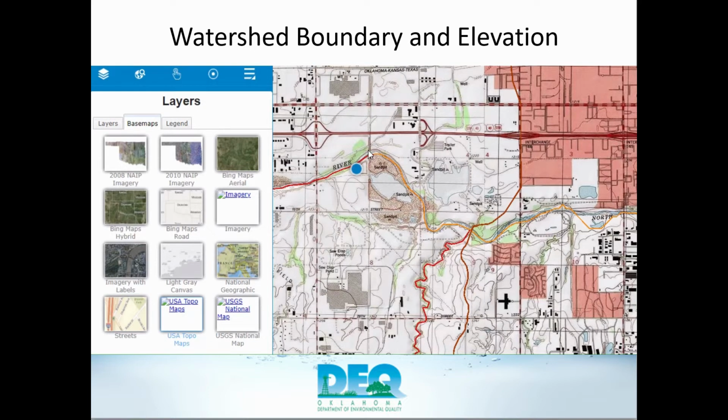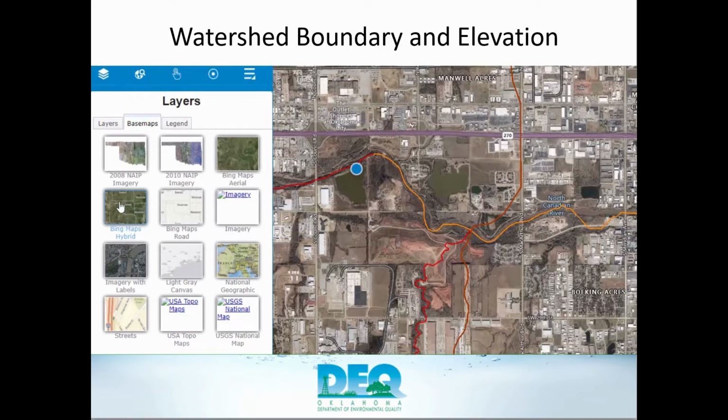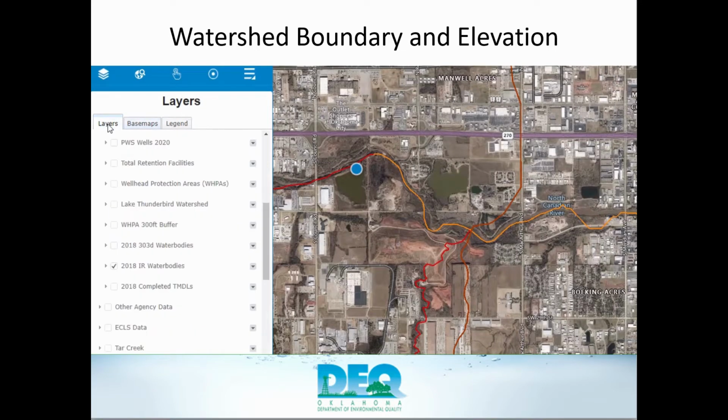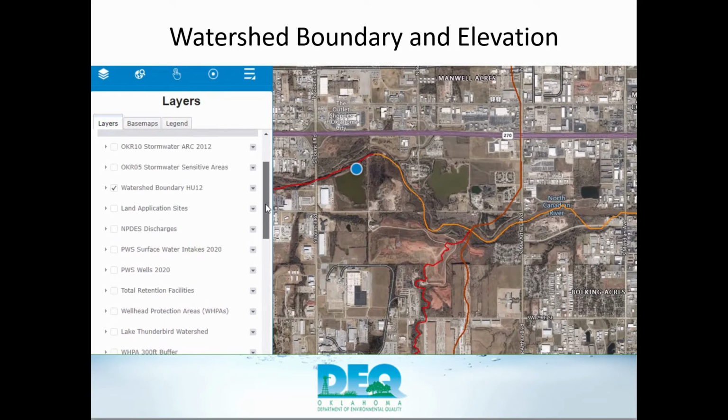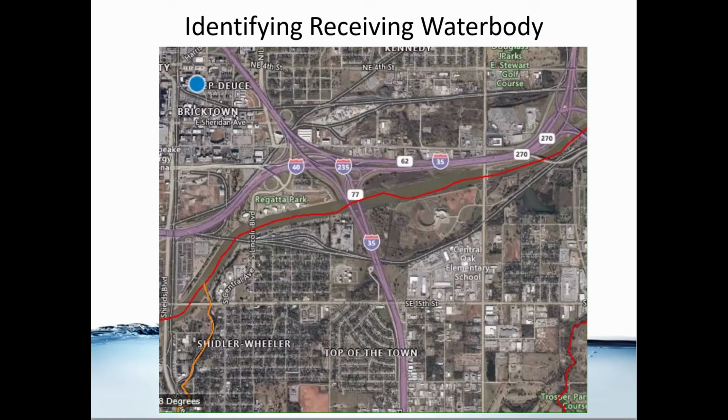Once you are done using the elevation, return to the Bing Hybrid map. Return to the first gray Layers tab. If you are done using your watershed boundary, scroll up and deselect the watershed boundary HU12 data label. Now that you have identified the receiving water body, you can determine its name and identification number.